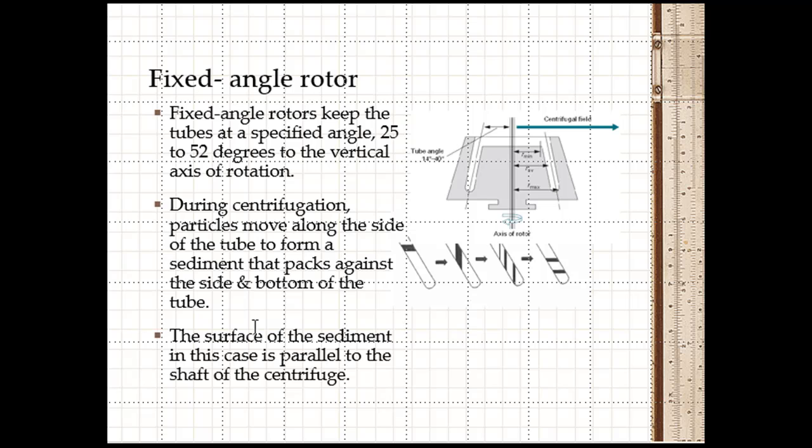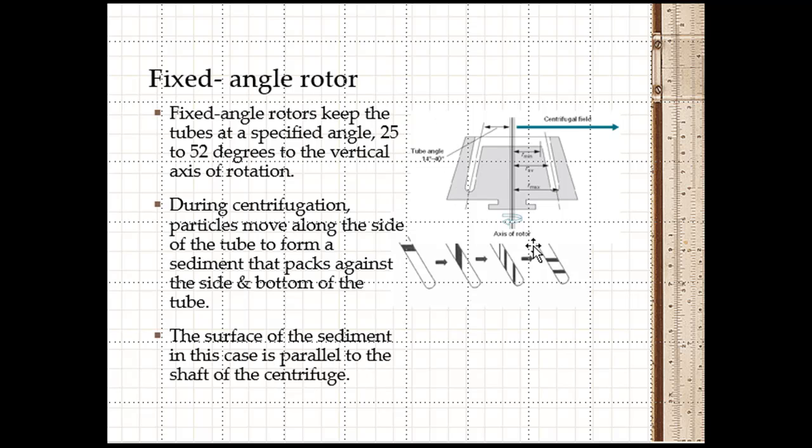Fixed angle rotor is widely used. It keeps the tube at a fixed angle, that is 25 to 52 degrees, to the vertical axis of rotation. During centrifugation, particles move along the side of the tube to form a sediment that packs against the wall. The surface of the sediment in this case is parallel to the shaft of the centrifuge.